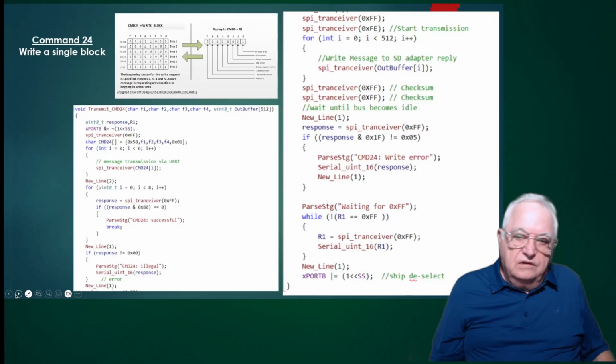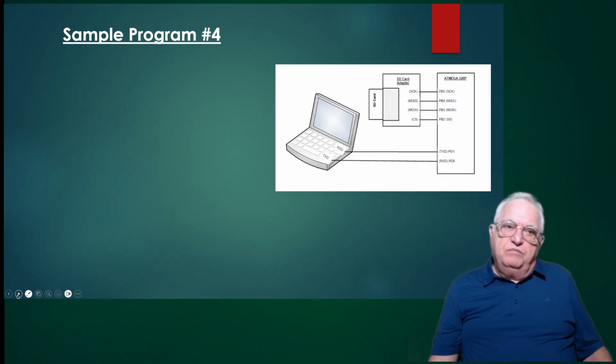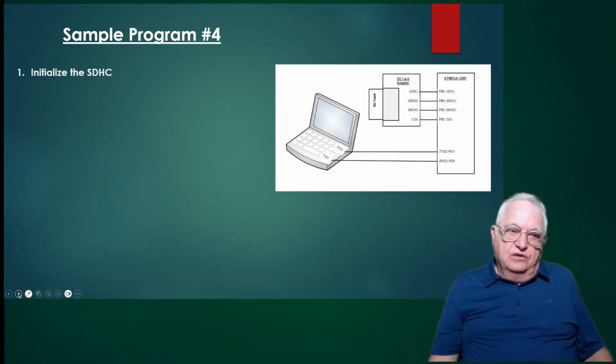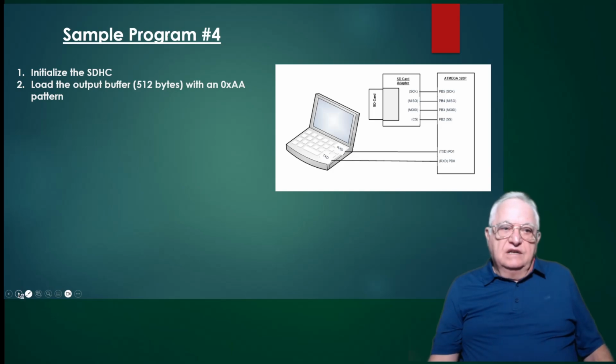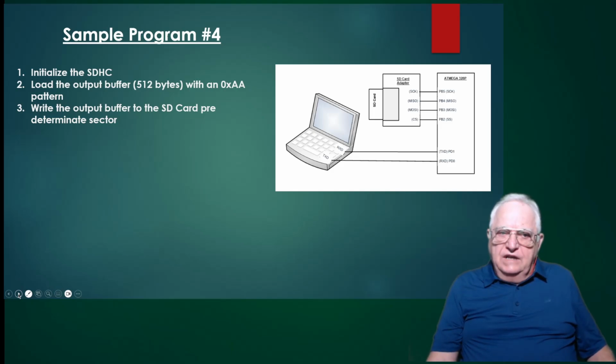Okay, so now we're going to go to the sample program, which is the last one, and we're done. First we're going to initialize our SDHC. Next, we're going to load the buffer with 512 bytes. It's going to be loaded with a pattern of all hex AA. Next, we're going to write the output buffer to the SD card.